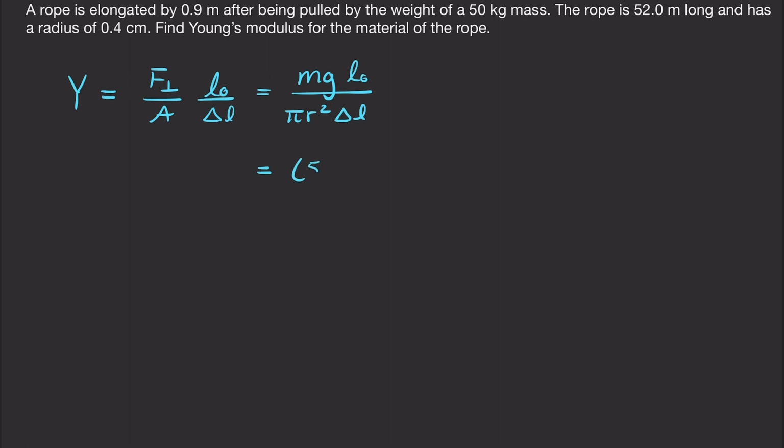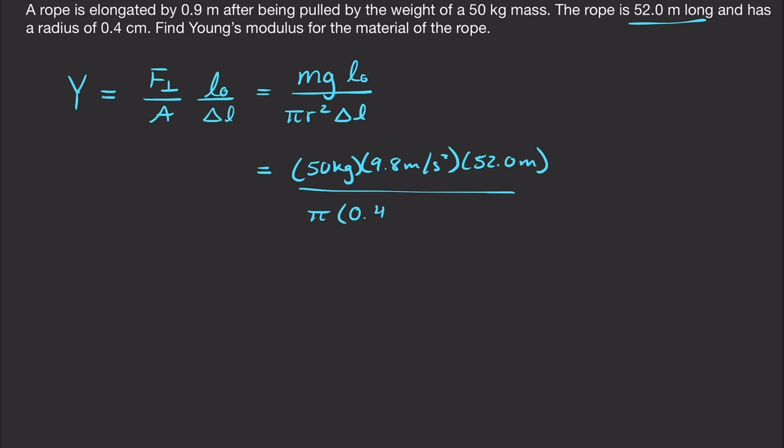And then we can just plug in. We have 50 kilograms times 9.8 meters per second squared. Our undeformed length is 52 meters, so it starts off at 52 meters long. And then we divide by pi times our radius, 0.4, and this is in centimeters, so times 10 to the minus 2 meters, and that needs to be squared. Times our change in length, so it was elongated 0.9 meters, so that is our delta L. And that gives 2.25 times 10 to the 7th pascal.